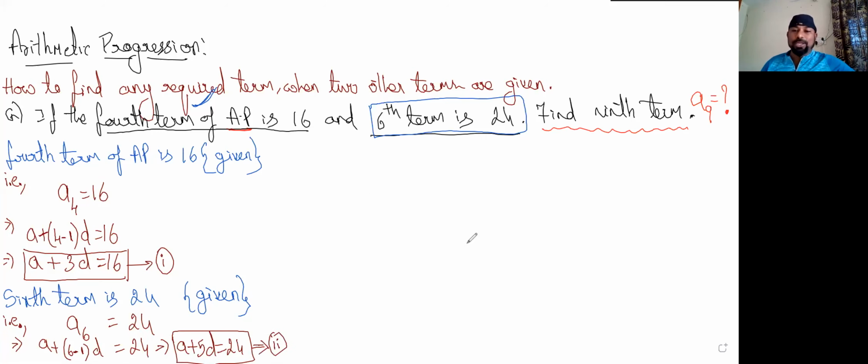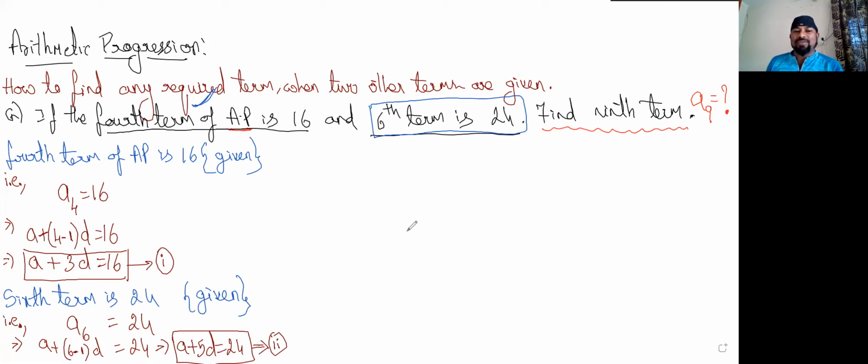But again, I'm repeating, guys: what is supposed to be found? He is asking us to find the ninth term. What has he given to you? He has given the fourth term and also the sixth term. The fourth term, I have converted as a plus 3d is equal to 16.